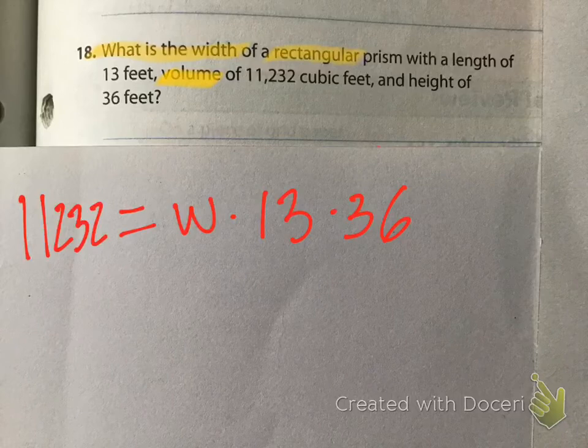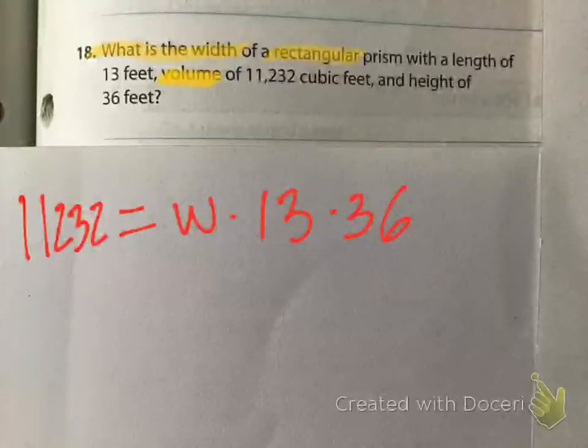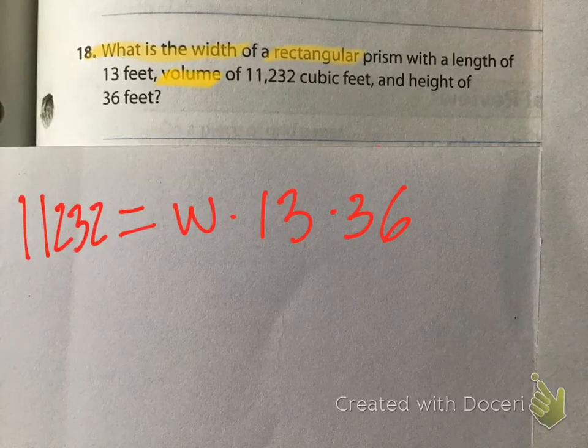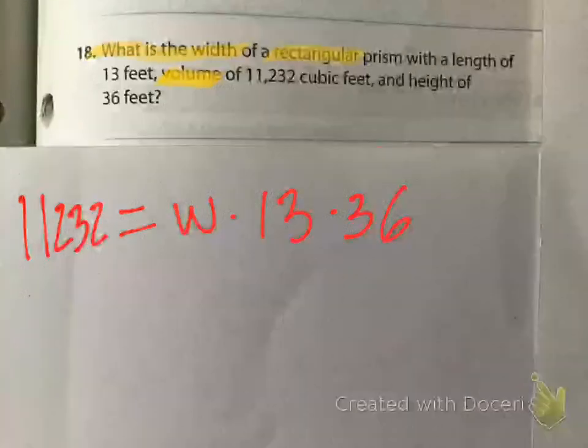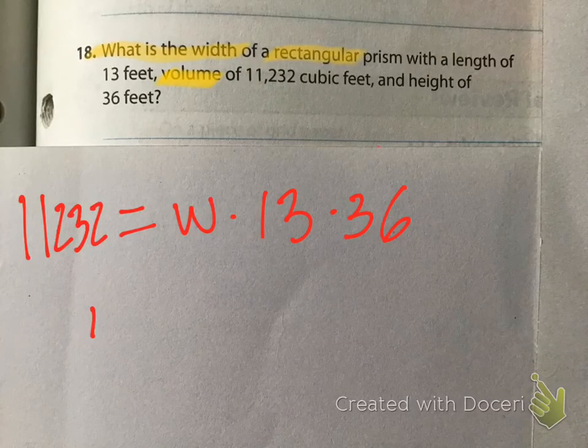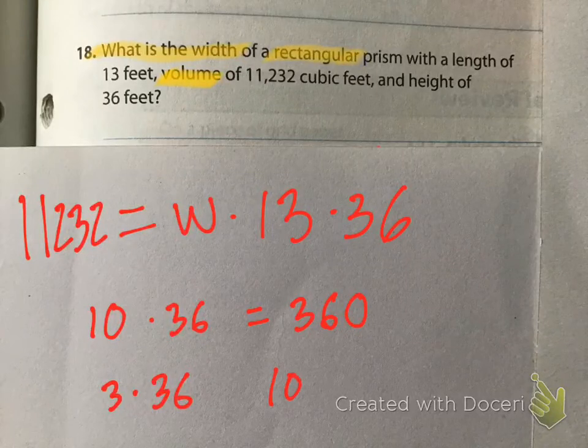We do the opposite of whatever's happening. So if we had width plus 2, we'd do the opposite. To isolate our variable, we'd subtract 2. We spent like 3 chapters doing this, so if you don't know how to isolate a variable now, get out of my classroom. So we want to divide by this 13 times 36, because then that goes away. So I want to solve for 13 times 36 first, because it'll make my life a little bit easier. So 13 times 36 is 10 times 36, and 3 times 36, which is 360, and then 90, 18, 108. So it would be 468.